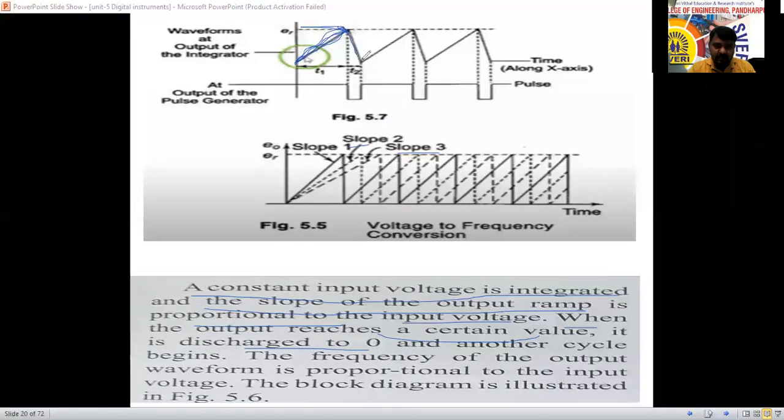After reaching the maximum value of the reference, it is going to discharge. The next cycle begins again from 0 to maximum. The frequency of the output waveform is proportional to the input voltage. Whatever the frequency of the output voltage is, that is proportional to the input voltage. So this is the block diagram, and in these waveforms we have illustrated that.